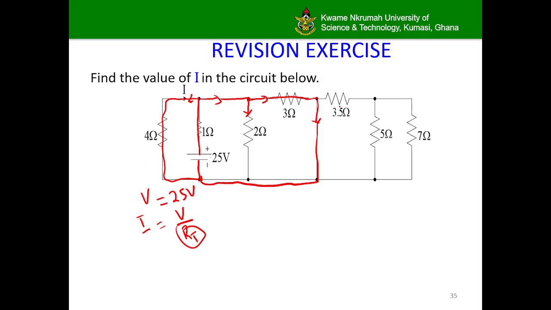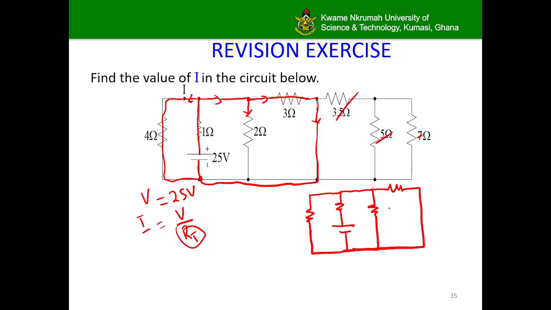What that means is that the 3.5 ohms, 5 ohms and 7 ohms do not contribute to the effective resistance of the circuit. And so we can redraw the circuits to look like this. So you have your 1 ohm here, 25 volts, 2 ohms here, your 3 ohms here, and then the remaining parts are cut away from the circuits. So you have, this is 4 ohms, 25 volts, this is 1 ohm, this is 2 ohms, and then this is 3 ohms.